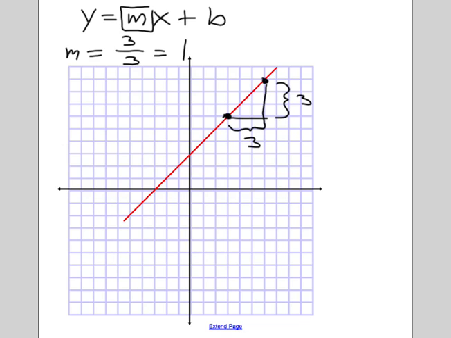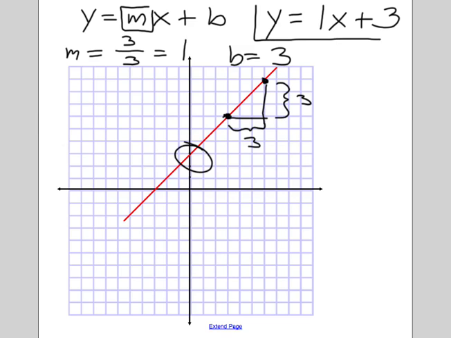We're not finding x and y because those are variables. Remember, when we plug in for x, we find y when we put in our t-table. So what I have to this point is y equals, m is 1, so I'm going to replace my m with 1, x plus, now I need to find my b. Where does it cross the y-axis? Where y is 3. 1, 2, 3. So it's a positive 3. So b equals 3. And that finishes off the equation of my line.